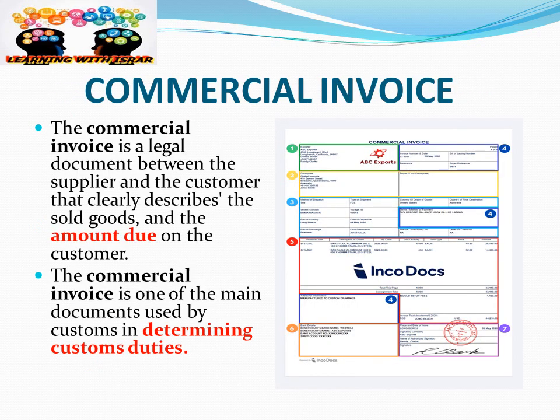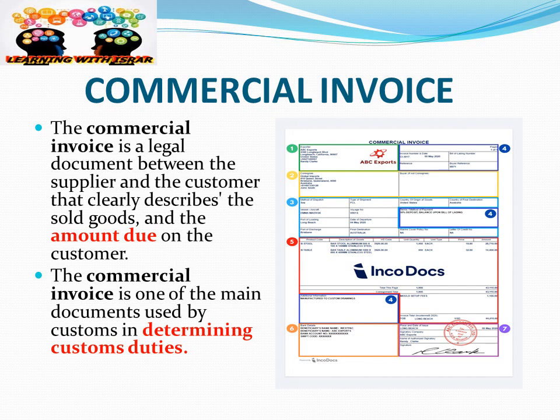Okay, now let's see how they look, and what is the purpose of these documents. First is the commercial invoice. A commercial invoice is a legal document between suppliers and the customer that clearly describes the sold goods and the amount due from the customer. So this is basically the description of the goods and also the price of the goods which the customer has to pay.